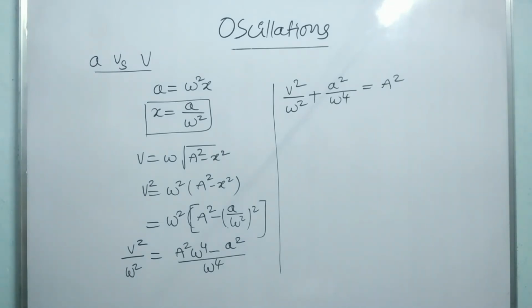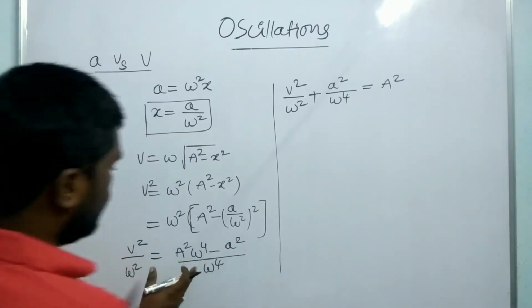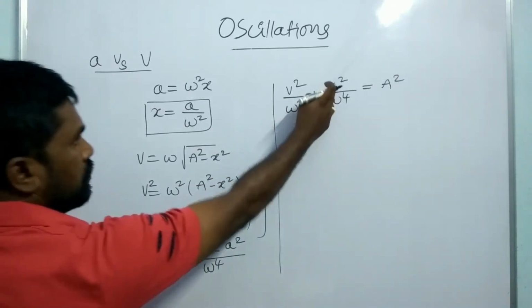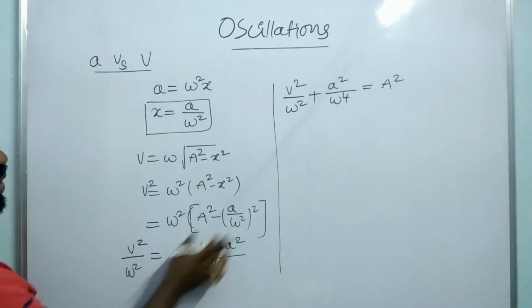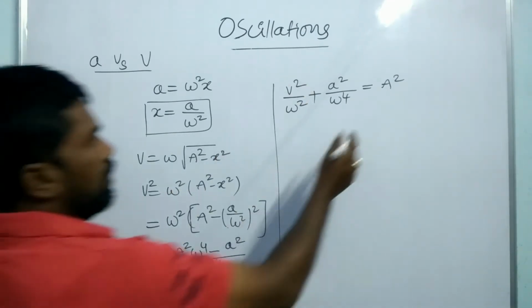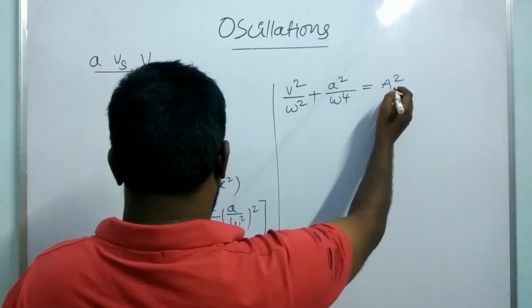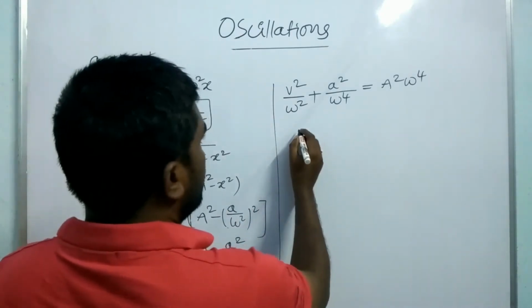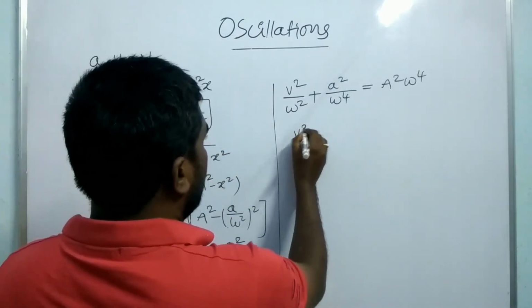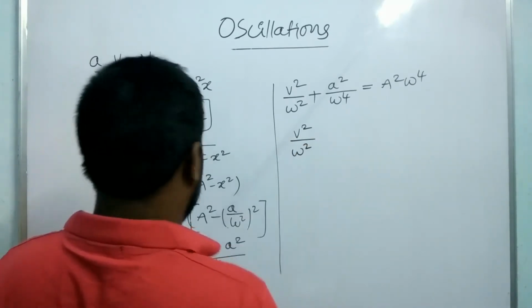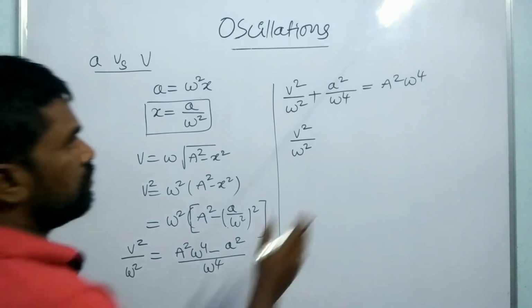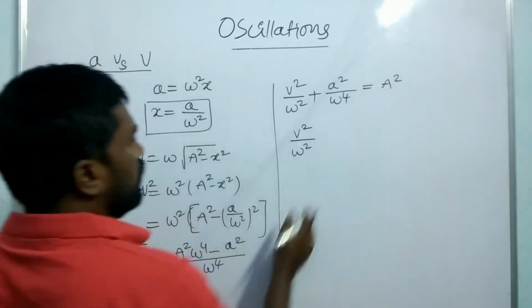Clear? Okay. How can we write that? Here minus a square by omega power 4 will go to this side, and becomes plus a square by omega power 4. So here there is remaining a square omega power 4. Right. Now let us write v square by omega square. Omega power 4 and omega power 4 will be cancelled out here. Only a square is there.